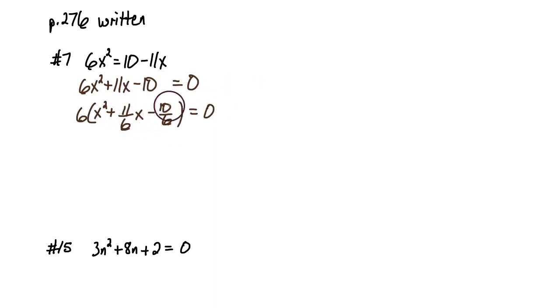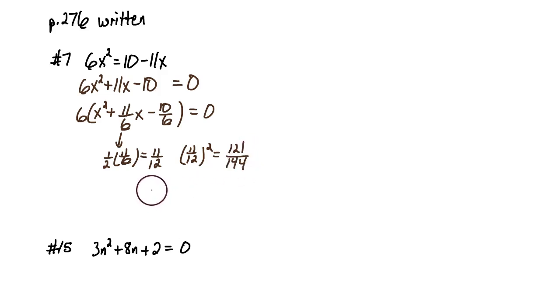Now let's redo this trinomial so that it's a perfect square trinomial. Find out what half of the 11 over 6 is. That's 11 over 12. And then square the 11 over 12. That makes 121 over 144. That's what we want this constant to be. But right now, that's not what it is. It's -10 over 6. So what do we have to add to the -10 over 6 to make the 121 over 144?